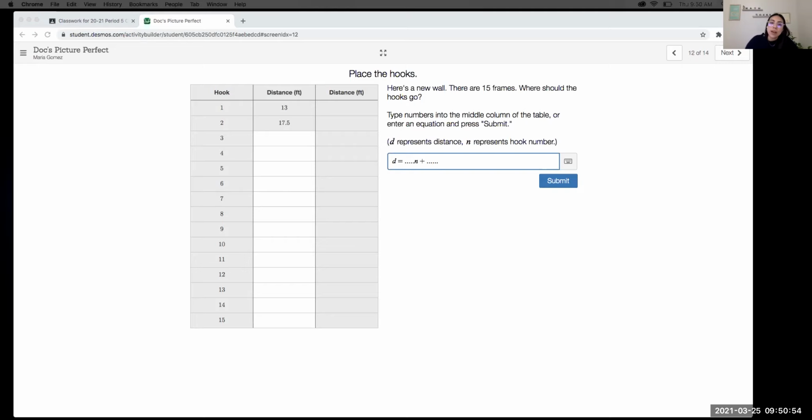So really quickly, before I actually move you guys along here, and you guys caught on to this fast, is there anybody that would like to tell me what did they notice between 13 feet to 17.5? How did they find that spacing between them that helped you fill out the rest of these?